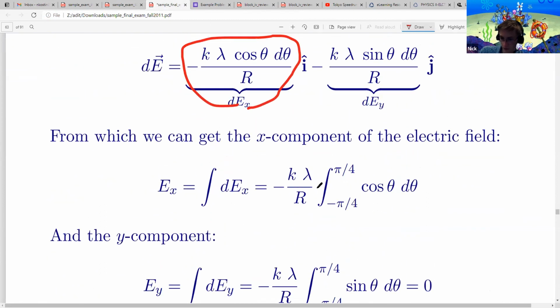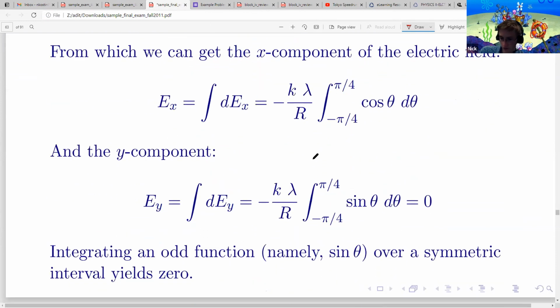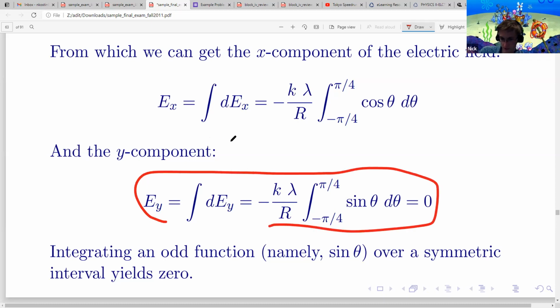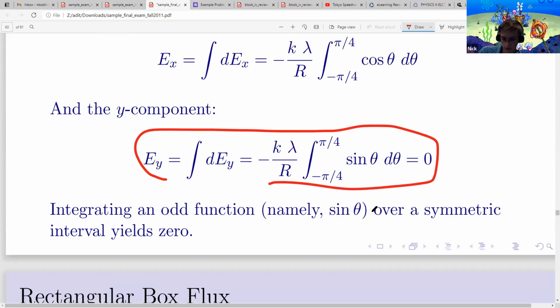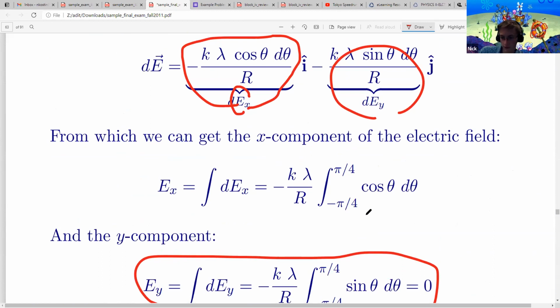K, lambda, and r are all just constants, so I pulled them out. I already set up the y component too, and it's a similar process. Instead of using this, I use that. And that's the different one. So let's make sure that we get what we want.